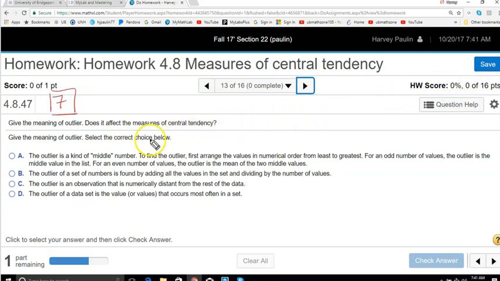Now here we're asked to find the meaning of outlier and ask, does it affect the measures of central tendency? So take a moment, read these over, and see which letter and the statement would be a good definition for outlier.